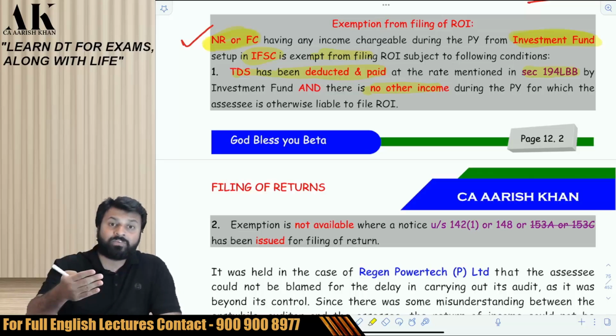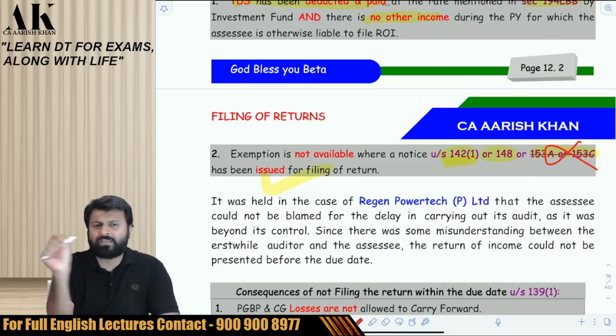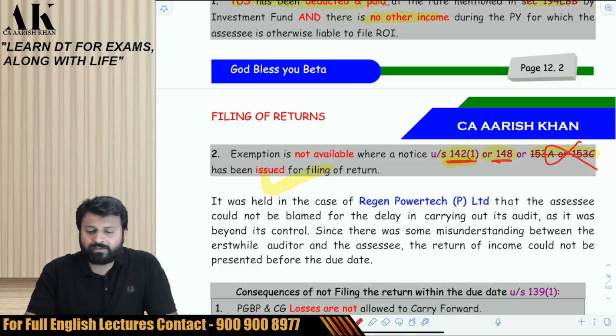But if the department wishes that he should file the return, then the department can serve him a notice under 142(1) or 148, and 153C is removed now from Finance Act 2021, so I'm just striking that off. But if the department wants that person to file the return, then the assessee has to file the return under the respective sections.